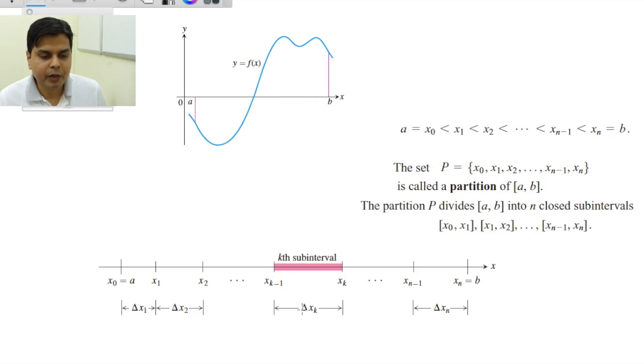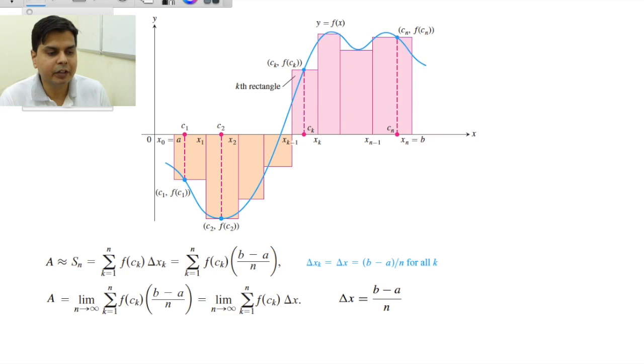The length of each part will be delta xk. Suppose I have got a kth subinterval, so the length will be delta xk. Just to make my calculation simpler, I will assume that all these subintervals are of equal length, so that I don't have to worry about the length of the subinterval in each case.